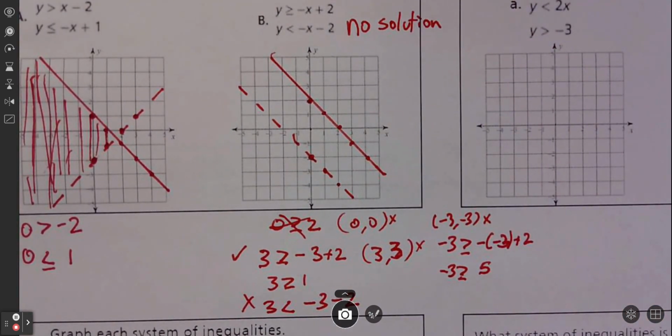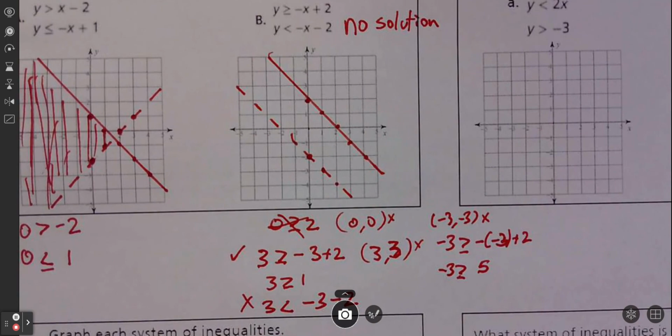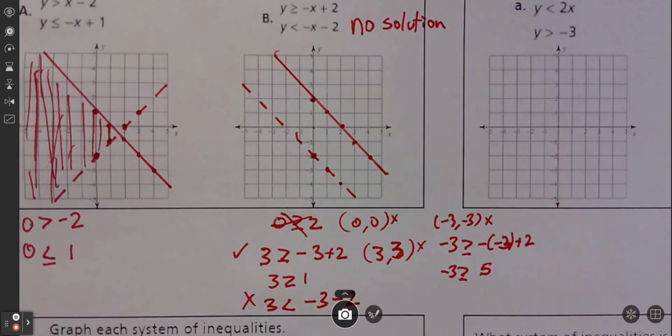If any of them are parallel, then we might get no solution. It's usually in between, but it also could be no solution. Right? It's not always no solution. We just got to check those 3 regions.